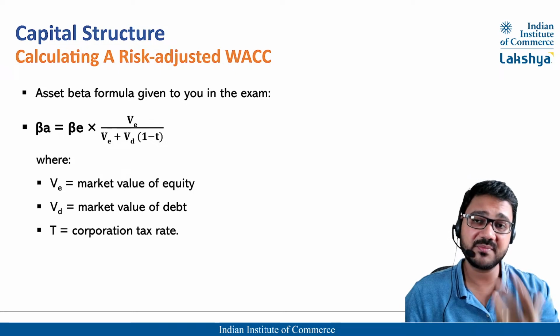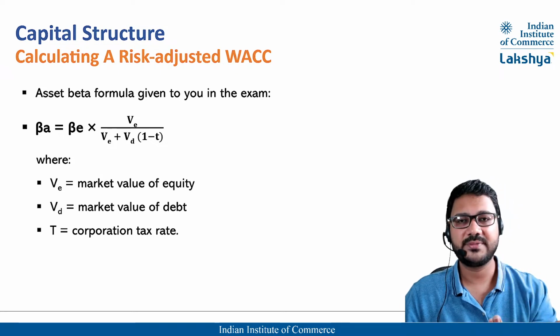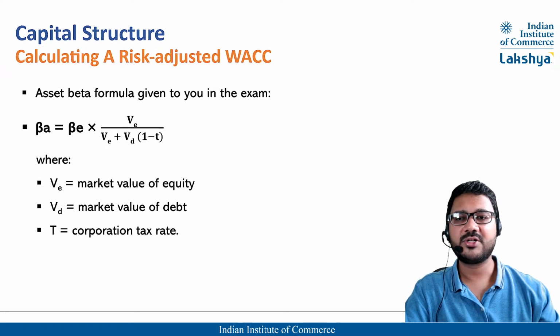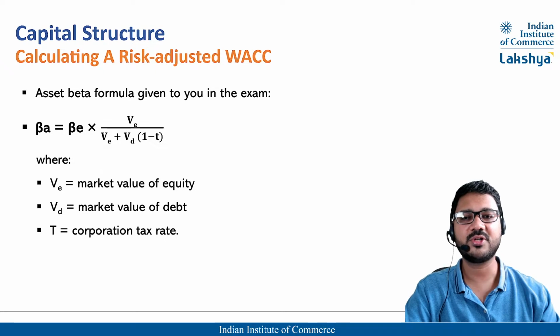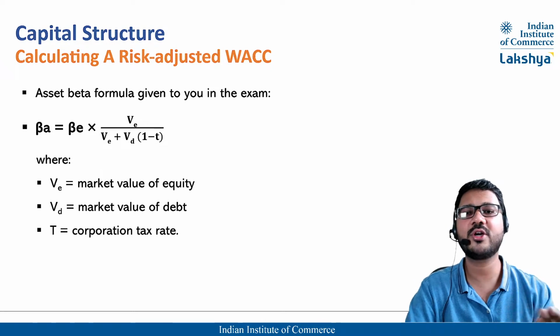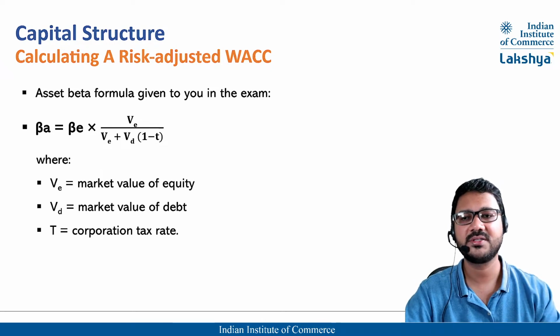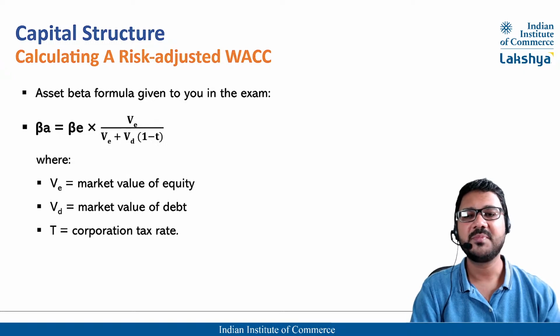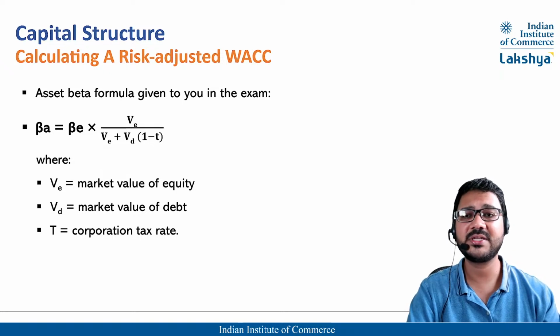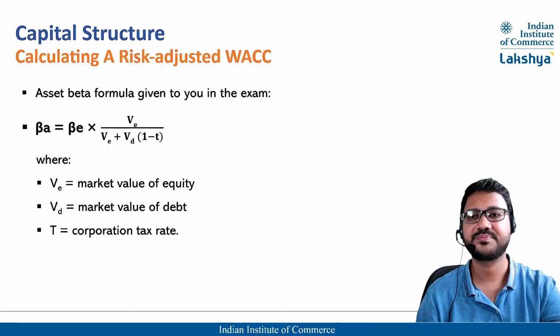It is in fact very similar to your WACC formula. Okay, beta of asset is equal to beta of equity into value of equity divided by the total capital, you could say. It has similarities to your WACC calculation or the WACC formula. Okay, wherein VE stands for value of equity, VD stands for value of debt, and T stands for corporate tax. BE is beta equity, BA is beta asset. Beta asset, remember, is your ungeared beta, and beta equity is your geared beta.